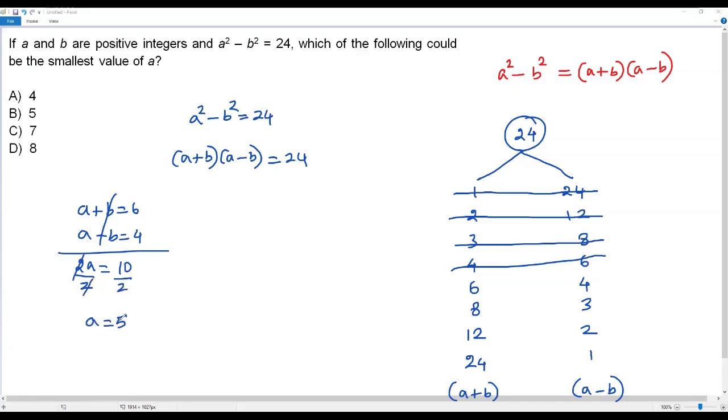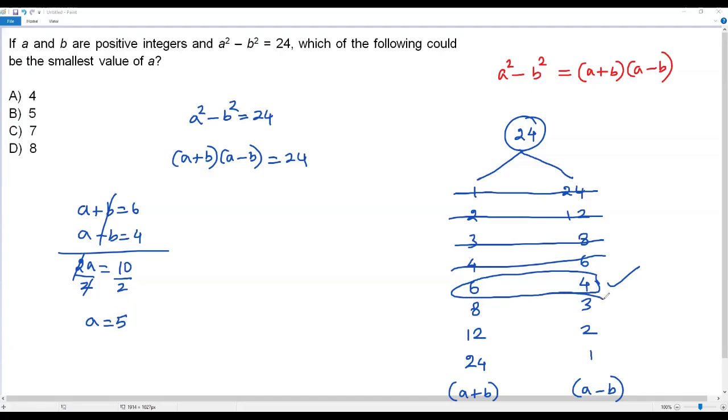Anyways, I'm getting a positive integer for A. This one satisfies the condition we have here. So A equals 5, and we also find this value 5 in option B. I think the smallest possible value of A may be 5, but I'm not sure about that. So we have to check with the remaining factors. Anyways, we have verified this particular pair of factors, and it satisfies the condition in the question, because when I consider 6 as the value of A plus B and 4 as the value of A minus B, I'm getting A equals 5, which is a positive integer.